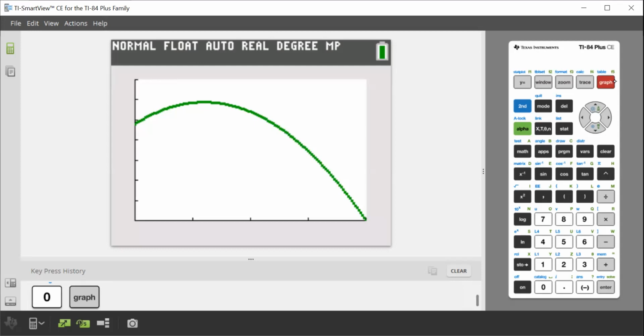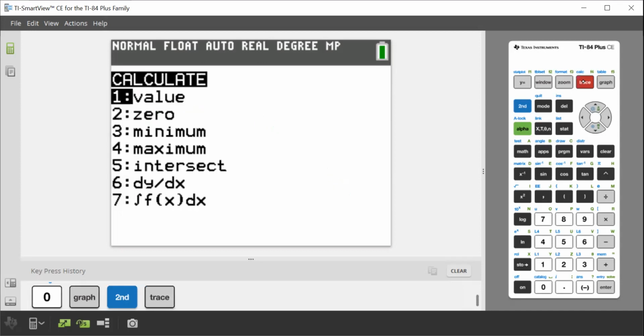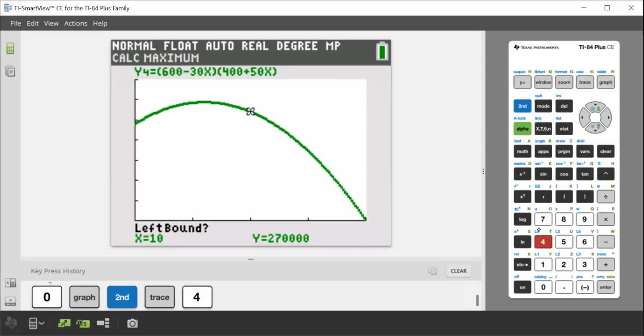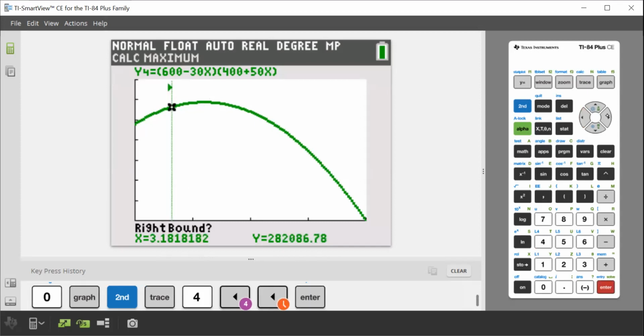Okay. So we want to maximize our revenue. Second, calc, max. Okay. And again, we just got to do this left bound. So you just got to hold it down. Sometimes it doesn't work for me very well on my emulator. So to the left of the vertex. Come on, you can do it. To the right. Come on, go. There you go. To the right of the vertex. And there it is. There's the max.